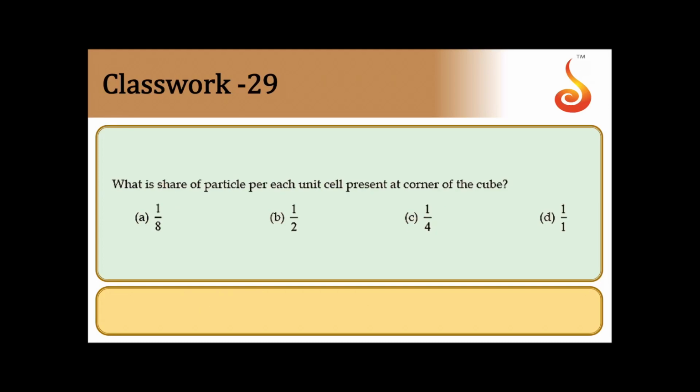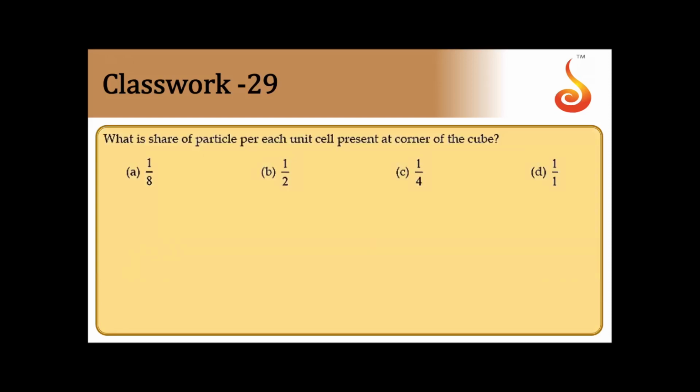Then the 29th one now. What is the share of a particle per unit cell present at the corner of the cube? The corner is shared by 8 unit cells. Therefore, 1/8 is the contribution towards a unit cell. So the answer is 1/8. And 1/2 comes to face-centered, 1/4 comes to edge-centered, and 1 comes to body-centered. So 1/8 contribution is made by the corner, 1/2 by the face center, 1/4 by the edge center, and 1 by the body center. So the answer is option A.